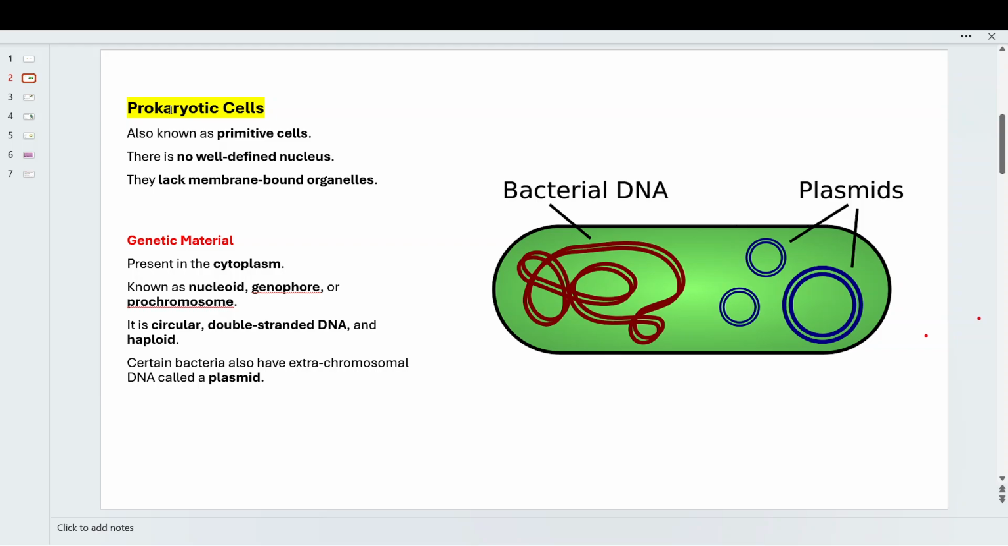The most important feature is that a prokaryotic cell does not have a well-defined nucleus. Their genetic material is not enclosed within a nuclear membrane. Instead, it just floats freely in the cytoplasm, as we can see in this image. There are no evolved or advanced cell organelles present. The genetic material is not bounded by any nuclear membrane.